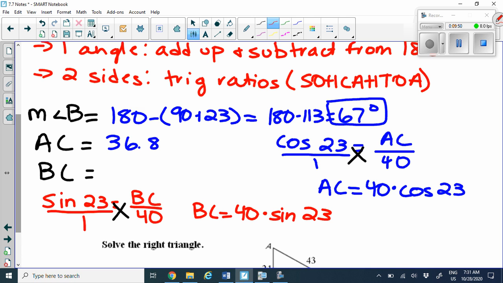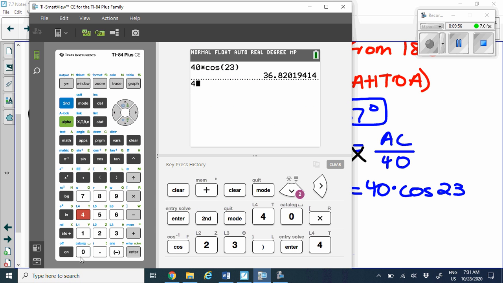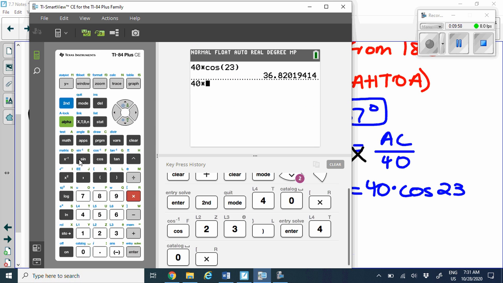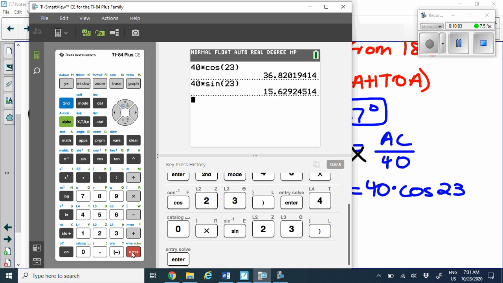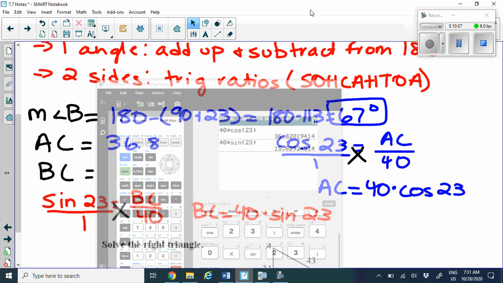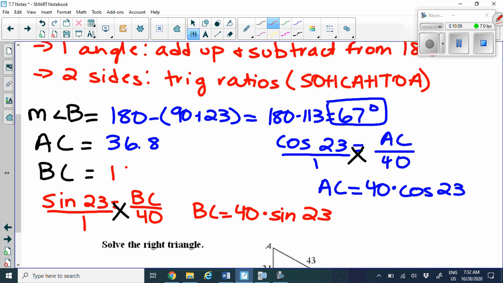We're going to plug this into our calculator. So now I have 40 times sine, so that's what we want to use here, of 23, close your parentheses, and this is going to be 15.6. And once again, since it's a sine, no angle measurement.